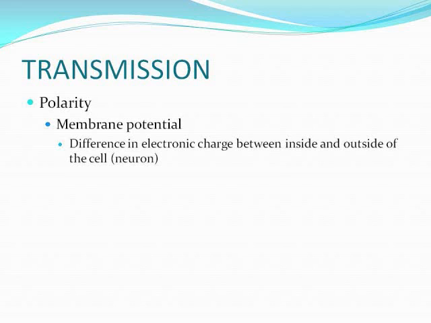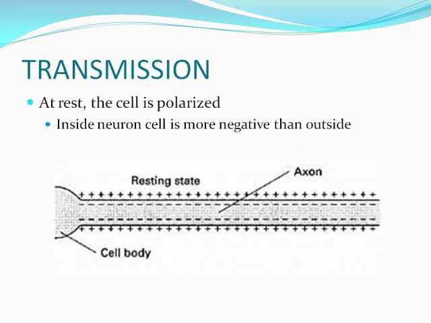Transmission of neural impulses. Well, first, it depends on polarity. And here we're talking about membrane potential. The difference in electric charge between the inside and the outside of the cell. That's the neuron. That's what we mean by membrane potential or polarity. At rest, the cell is polarized. Inside the neuron cell is more negative than outside it.